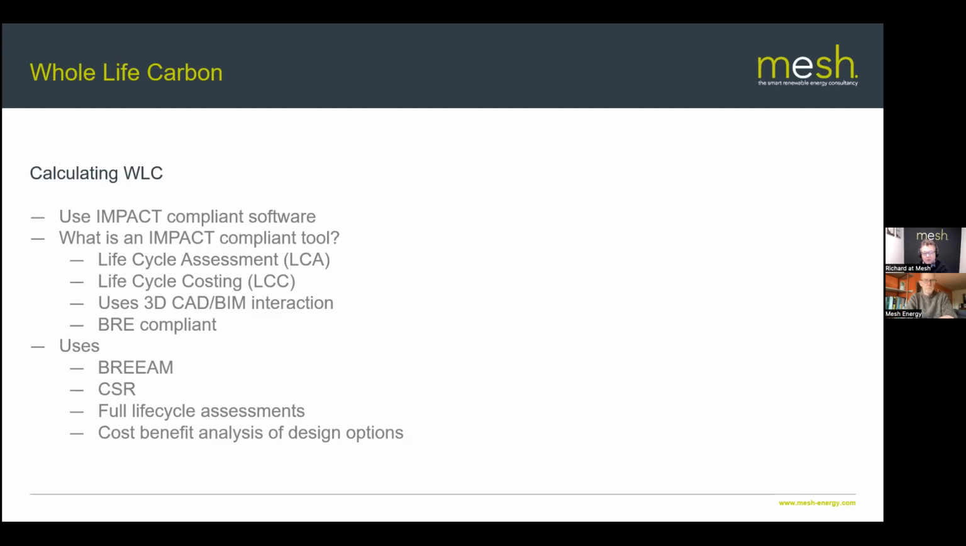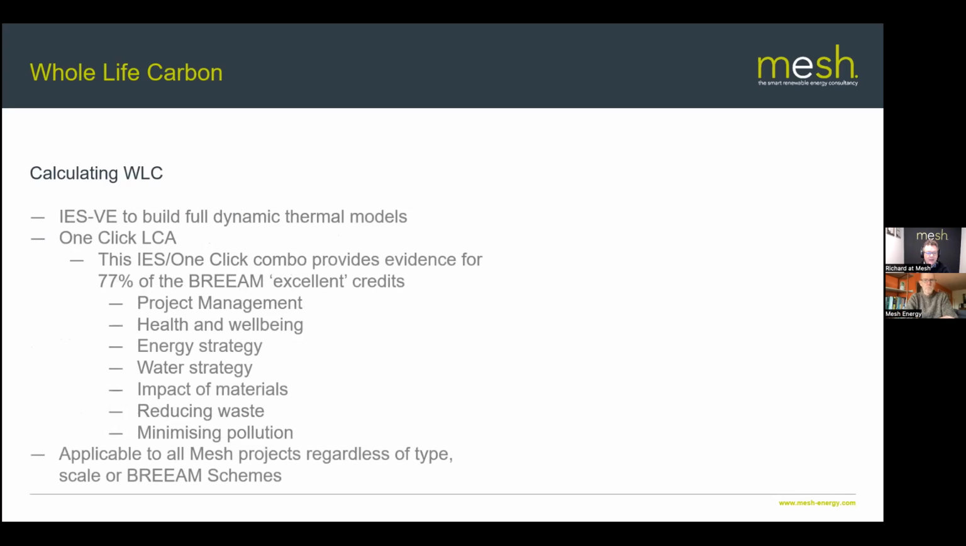We can export everything into that, and then we can start to fine-tune and include materials and products that are not necessarily included in a dynamic thermal model, but have a part to play in the whole life carbon of the building. So it gets used in BREEAM, CSR, cost benefit analysis of design options, and so on and so forth. And it has sustainability kudos credentials as well.